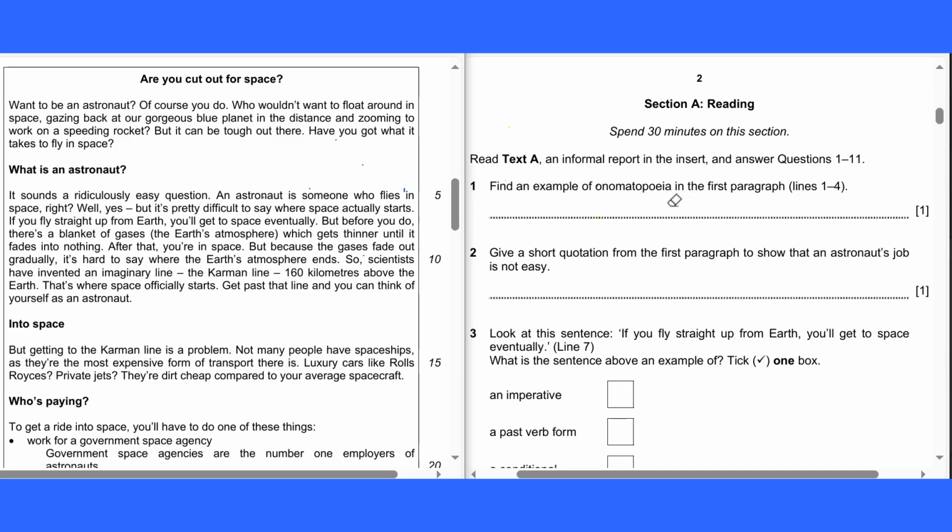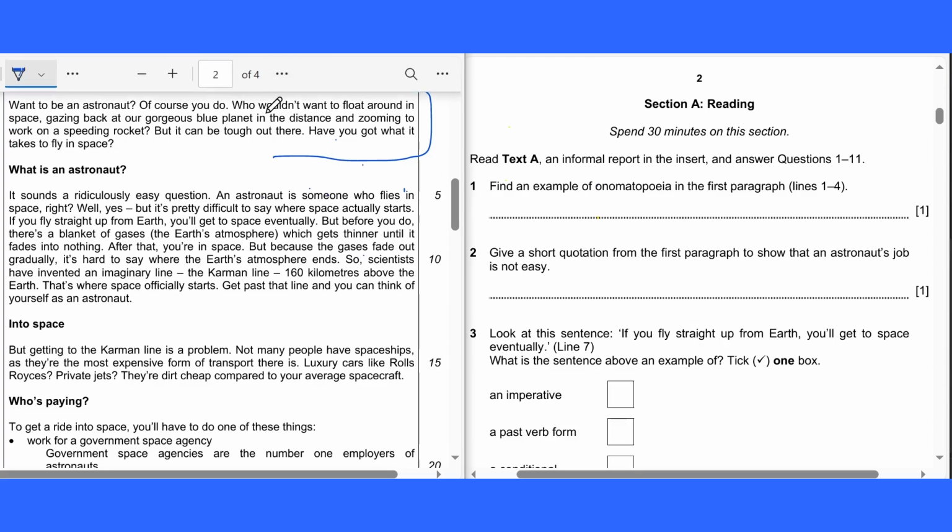1. Find an example of onomatopoeia in the first paragraph, lines 1 till 4. Lines 1 till 4 will be here to here. 10 seconds from now. Right, time up guys. If you want some more time, you may pause this video.